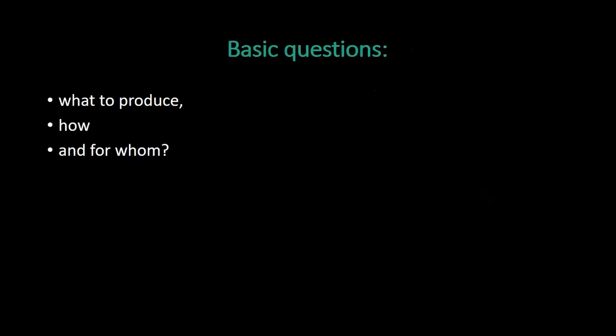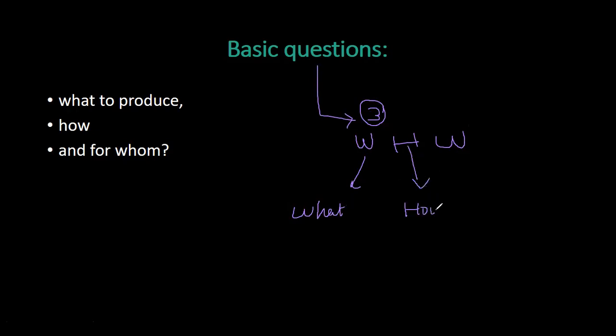Okay. So the basic questions in economics are three basic questions, known as WHW. What is meant by WHW? The first W is what to produce. The second is how to produce, and the third W is for whom to produce. So these are the three basic questions to answer.